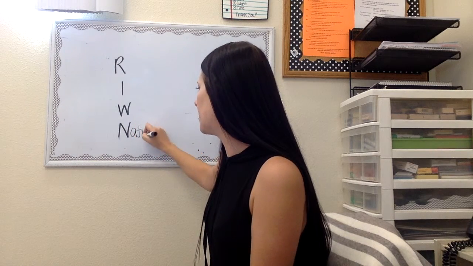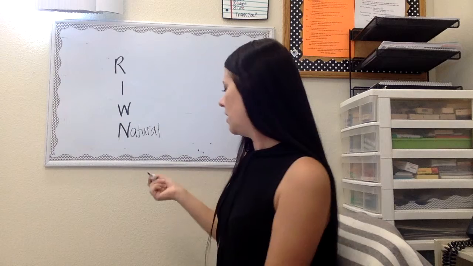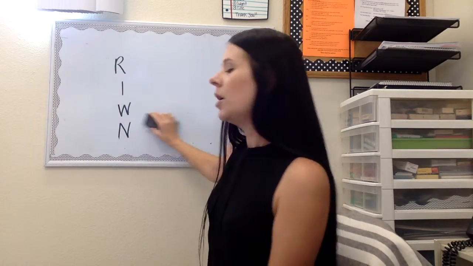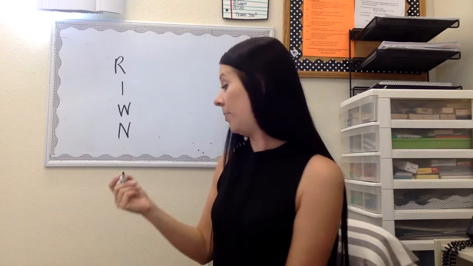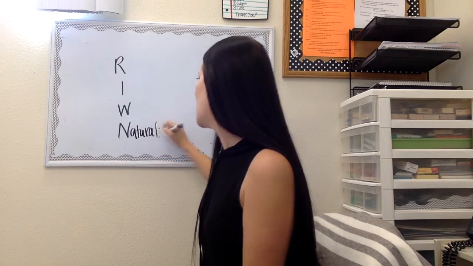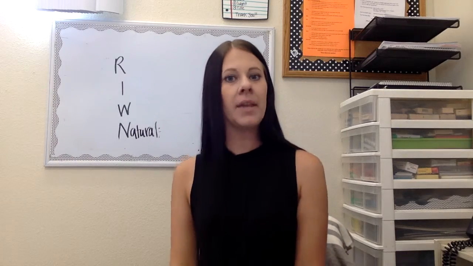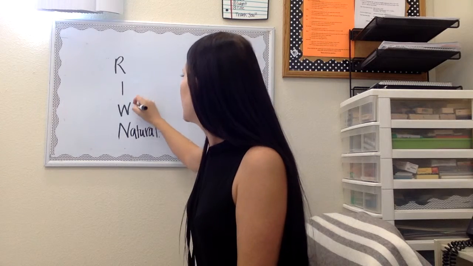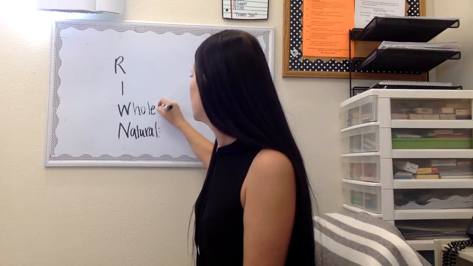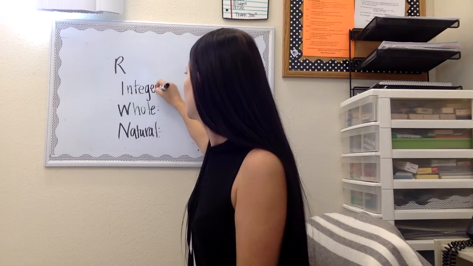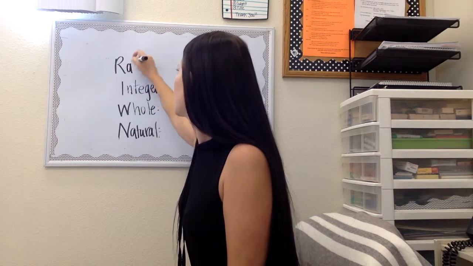There are natural numbers. Now, you're not going to see this in the math book because it is an 8th grade concept. But why learn the rest of them and not learn that one? Doesn't make it any harder, I promise. So this is whole. This is integer. And this is rational.